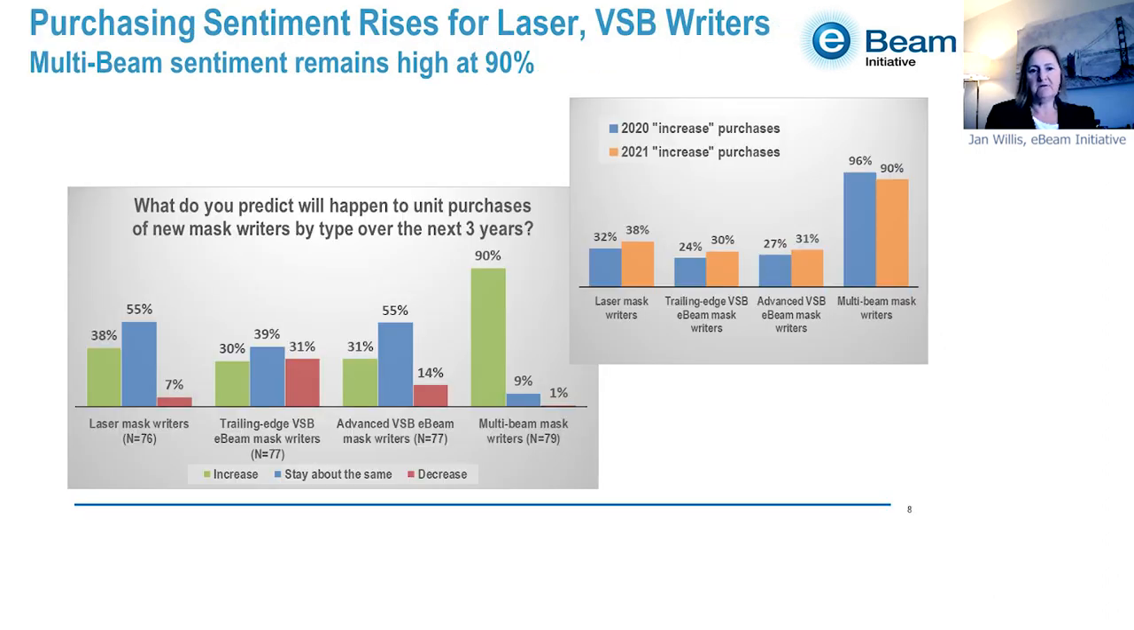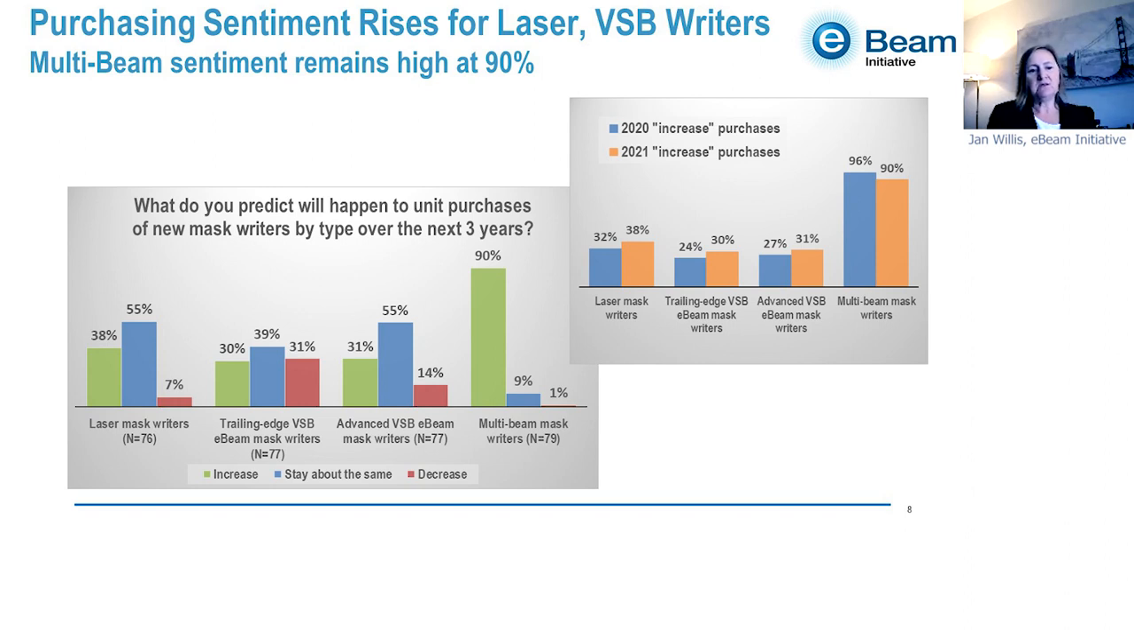Still on the topic of mask writers, we see that in the chart on the right, purchasing sentiment has risen this year for laser and VSB writers. What you're seeing in that chart is the gold represents the 2021 results and the blue, the 2020 survey result. In the far left there, you see that 38% said that purchasing would increase over the next 3 years for laser mask writers versus 32% who thought that last year.